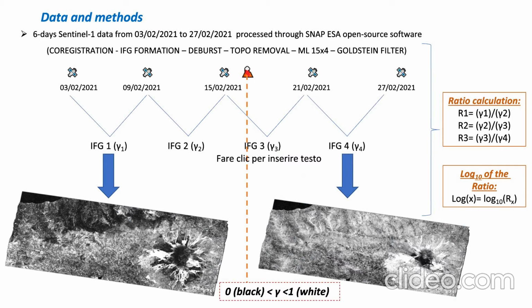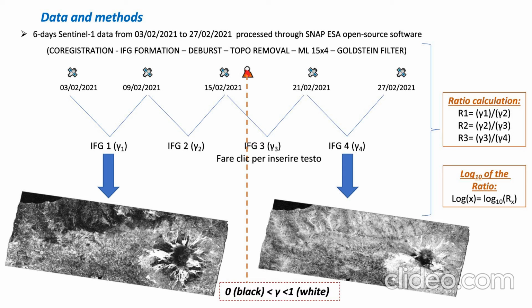So what I did was basically choosing 6 days interferograms with 5 acquisitions, so basically doing 4 interferograms. The processing steps I wrote, like co-registration, interferogram formation, burst, topography removal, multi-look and Goldstein filter, are the same that I used for the interferometry, except the unwrapping phase.